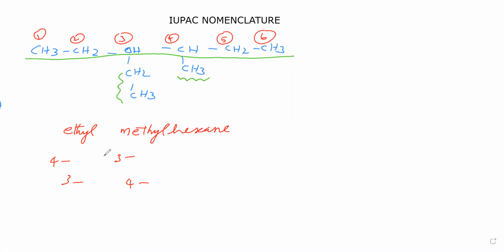Which is correct? Now, as per alphabetical order, the one which comes first, let it get the least position. Therefore, we will give numbering starting from the left, so that ethyl is 3, methyl is 4.